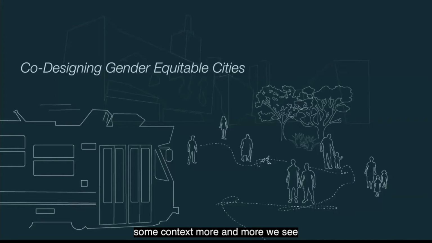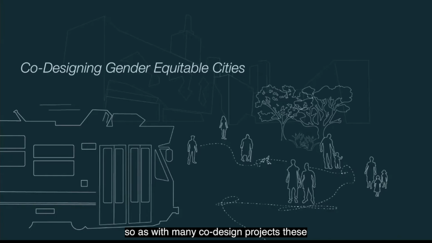Some context, more and more we see co-design being applied in the public sector, whether it be to address issues of gender-based violence or to better design public spaces to be safer, more inclusive for diverse communities. And I'm sure everyone listening already knows that improving gender equity in cities is a really complex problem, and creating change requires commitment from a wide variety of stakeholders and organizations.